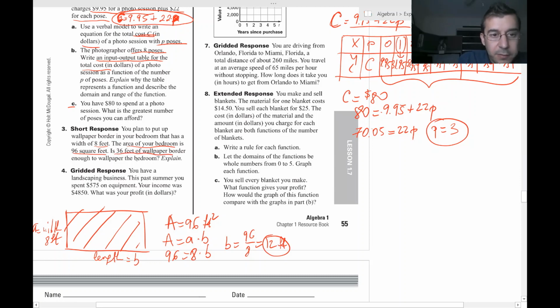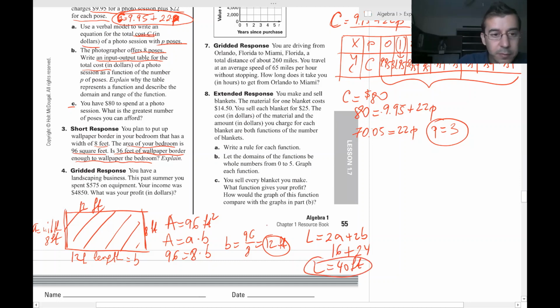Is 36 feet of wallpaper border enough? Okay, so this is 12 feet, this is 12 feet. This is 8 feet. This is also 8 feet. So the border is basically the perimeter of a rectangle, which is 2a plus 2b. A is 8, so 2 times 8 is 16, plus 2 times 12 is 24. So that's 40 feet of border.